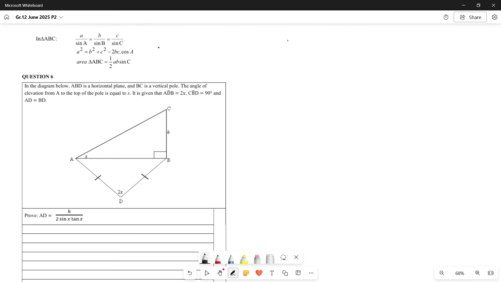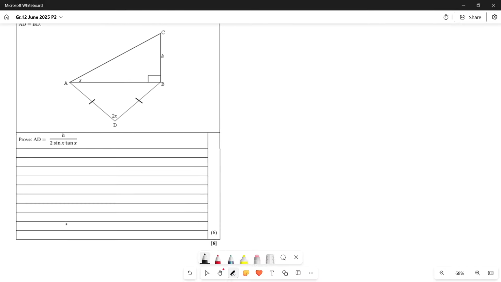Cool. Question 6 is a trig in triangles question, and we have our formulas up here. This is our sine rule, our cos rule, and our area rule. So in the diagram below, ABD is a horizontal plane and BC is a vertical plane. The angle of elevation from A to the top of the pole is equal to x. So we have x here is the angle. It is given that ADB equals 2x over here. CBD is 90 degrees and AD equals BD over there.